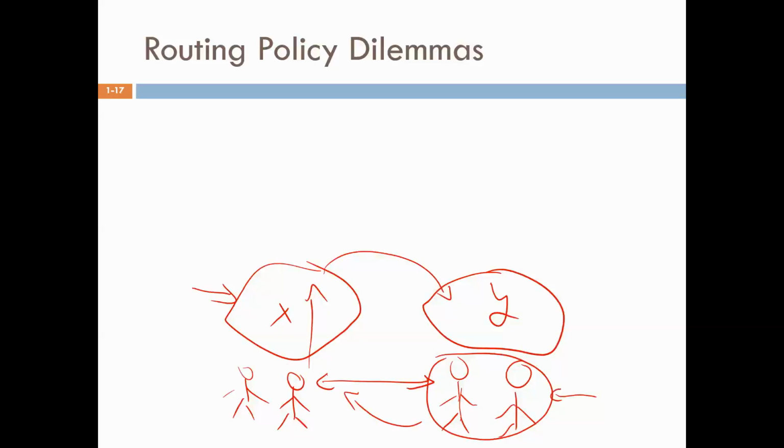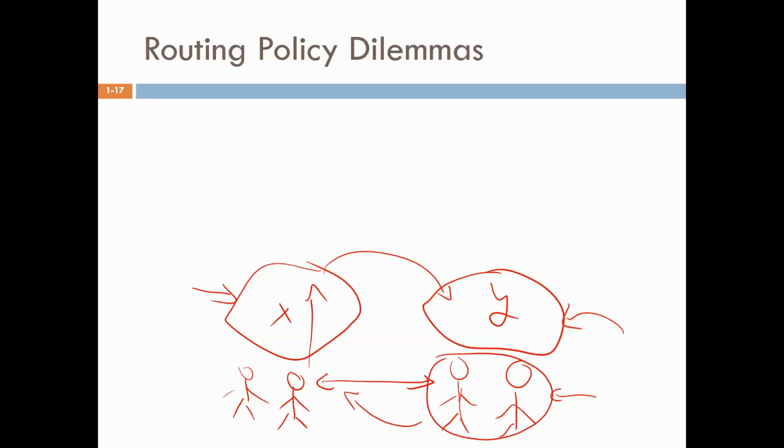The problem is, autonomous system Y will probably do the same. They will prevent the subscribers of X from sending data to it. And so now there is a dilemma. X would like to attract the subscribers of Y, and Y would like to attract the subscribers of X. So they have an incentive to deny connectivity to the subscribers of the other ISP or the other AS.